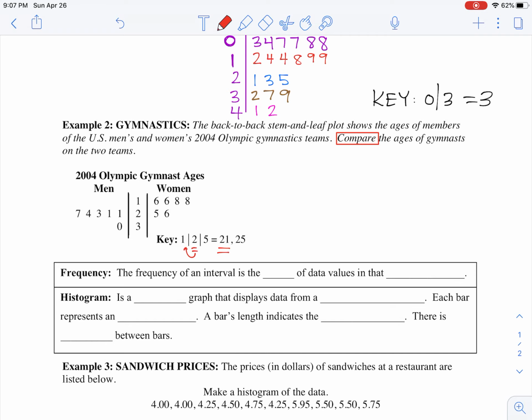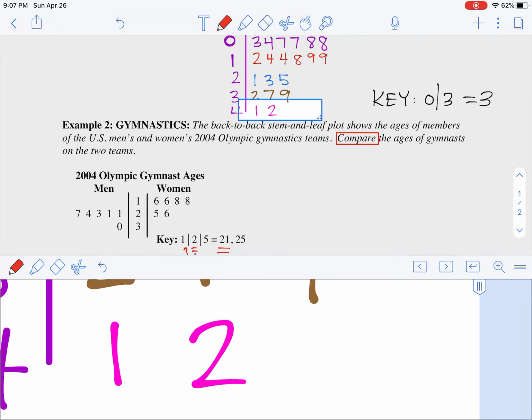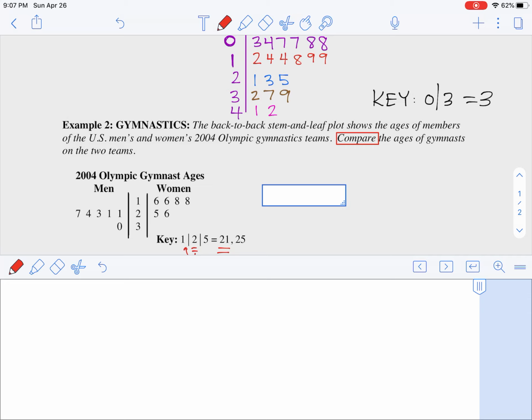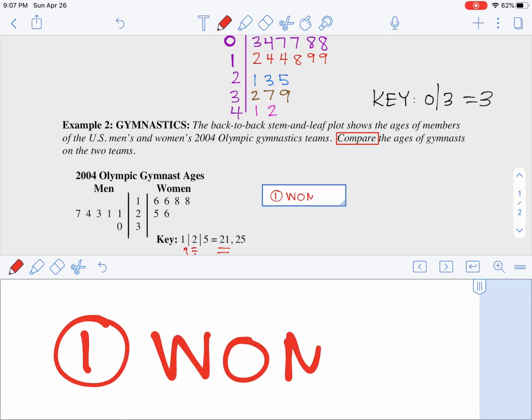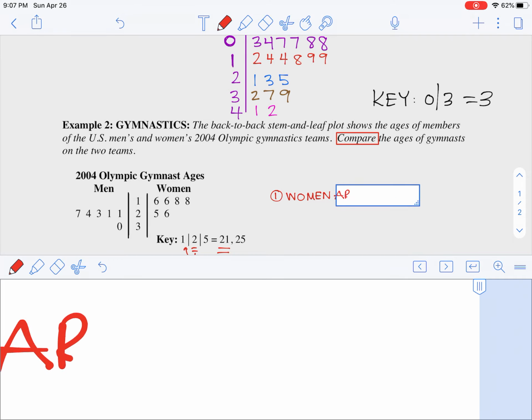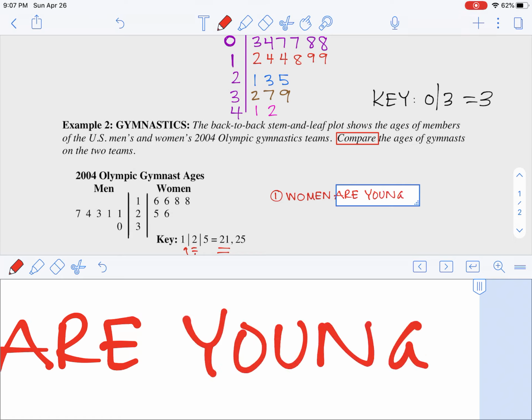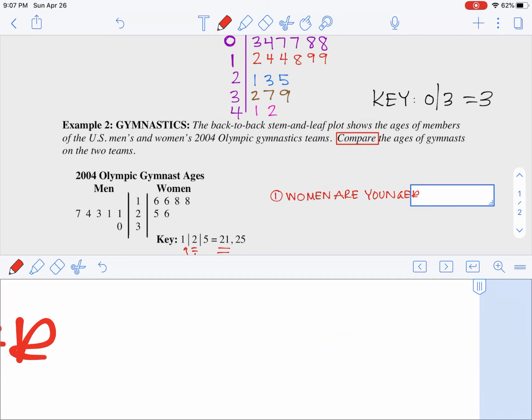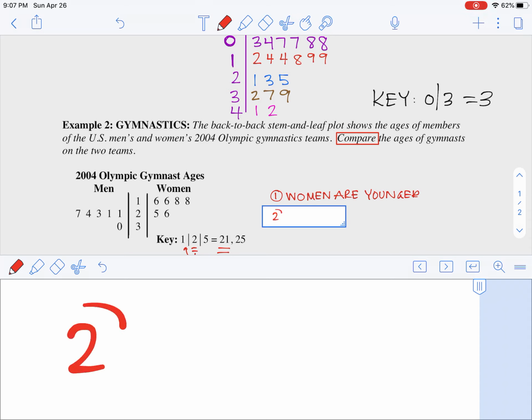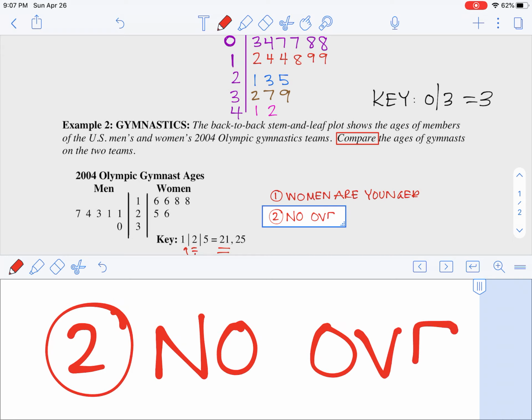All right, so one of the things you can look at here, I'm just going to give you some examples that previous years have come up with. One thing you might notice is that the women are younger. Or you can say the men are older. Same thing. Another observation you might have is that no one's over 30.